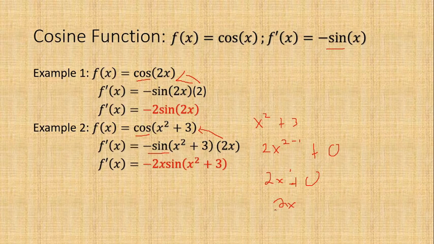Okay? So, after that, rewrite it: negative 2x sine x squared plus 3. Okay. Same process with the sine function, but the difference is that you will change it here into negative sine. Okay, next slide.